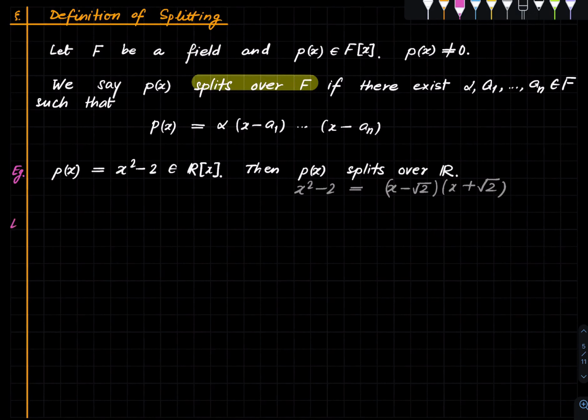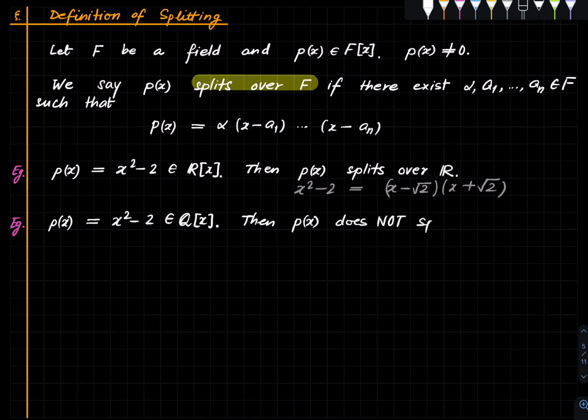Okay, but importantly, let's say p(x) is again x squared minus 2, and you can think of it as a polynomial over R or Q. So let me think of it as a polynomial over Q. Doesn't matter. The point is, p(x) does not split over Q.